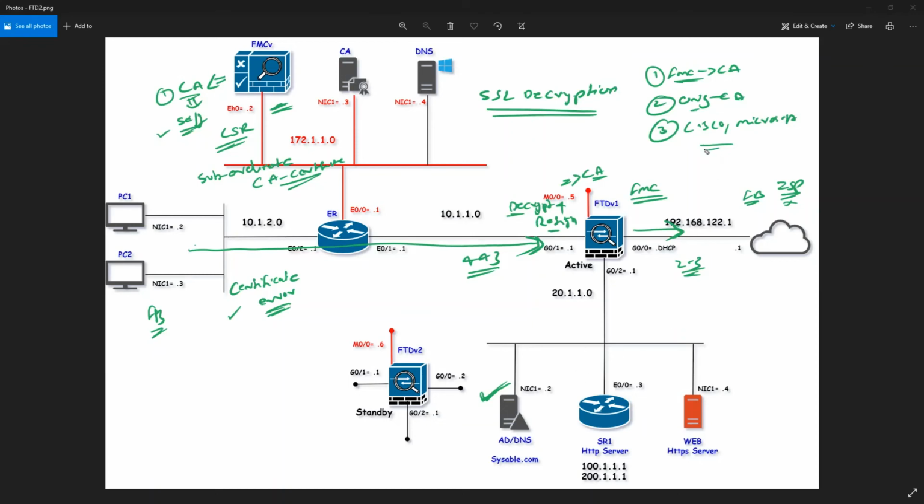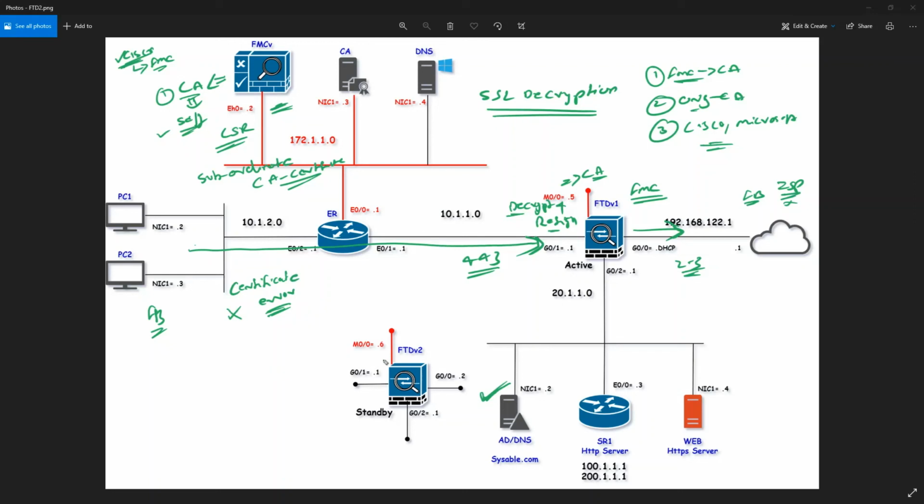Now coming to the third option, I can go to Cisco, Microsoft or Google and purchase a certificate authority. The hierarchy of my certificate authority will become Cisco, which has then issued a subordinate CA for my FMC. So now my CA is Cisco, which is trustable on the internet. Now when I implement this certificate and the traffic goes to the internet, I will not get the certificate error.